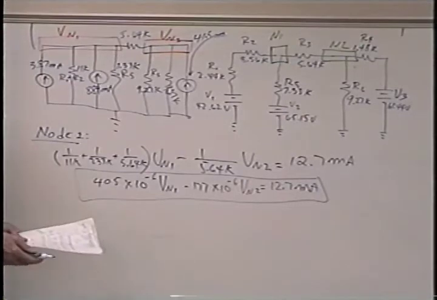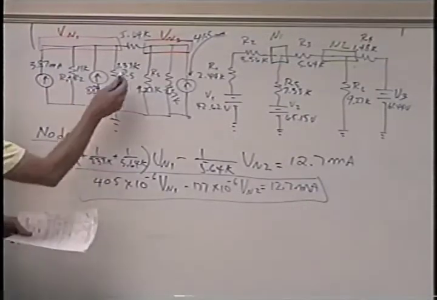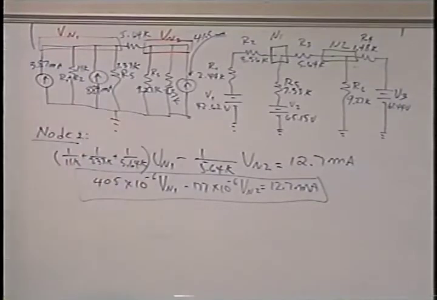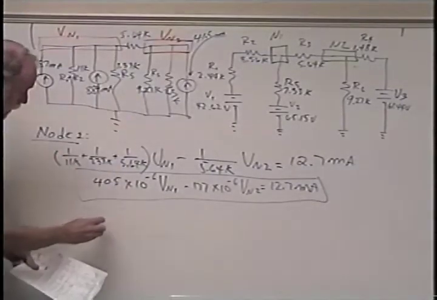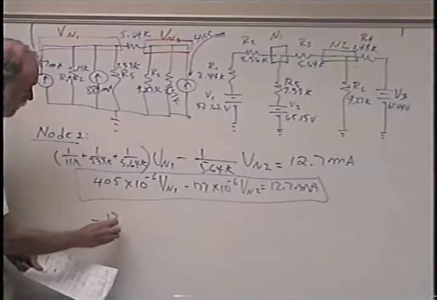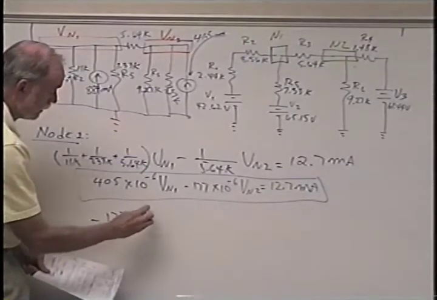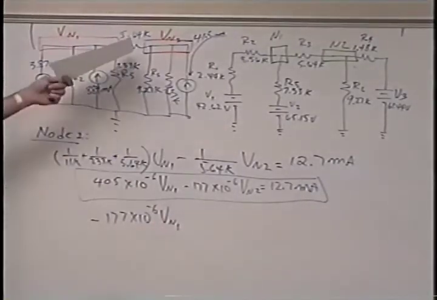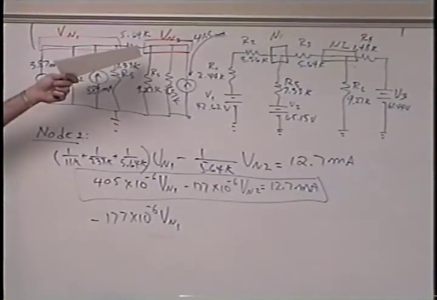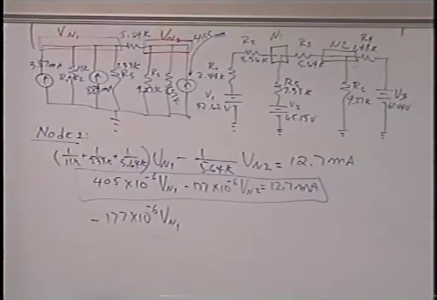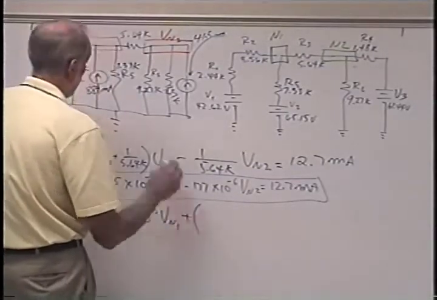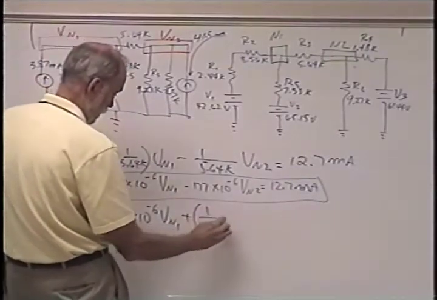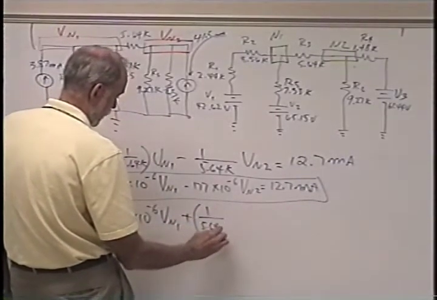Equation 2, just like we did in nodal, the first term for node 2 is going to be the minus 177 times 10 to the negative 6 times V node 1. That's the conductance of the resistor that's mutual to both nodes. And then plus 1 over 5.64K.